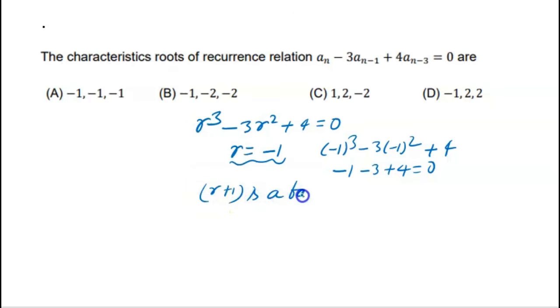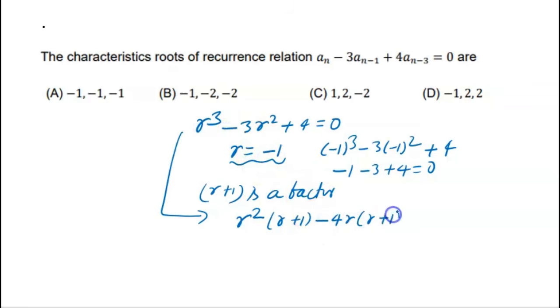Now once you have got one factor, you can get the other two factors. Some of the students may do the synthetic division, or I can write it directly also. If I have to factorize here, I can write r square and r plus 1. So r square into r is r cube. Now we have r square, but we require minus 3r square, so I will write minus 4r, r plus 1. So it will give me minus 4r square, and this r square will make it minus 3r square. Now we have minus 4r, but there is no r term, so I need to add plus 4, so I will write 4(r plus 1) is equal to 0.